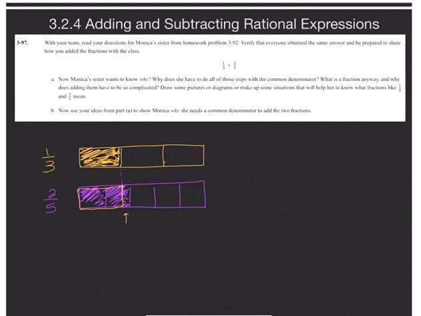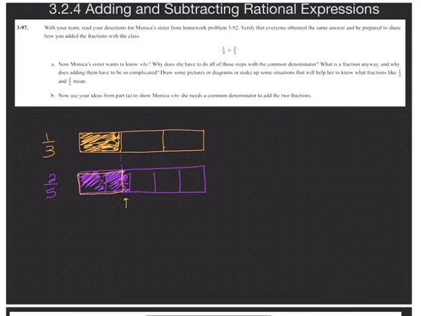I mean, granted, we could go through some crazy math to figure it out, but this is why we want to find common denominators. When we find a common denominator, we're taking that whole and splitting it into even parts and then filling in what we have, and then we can easily add those up. So our common denominator on this one would be 15.